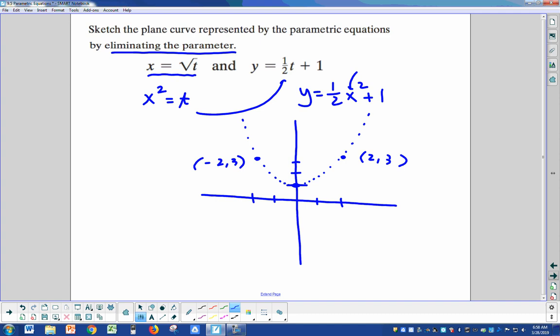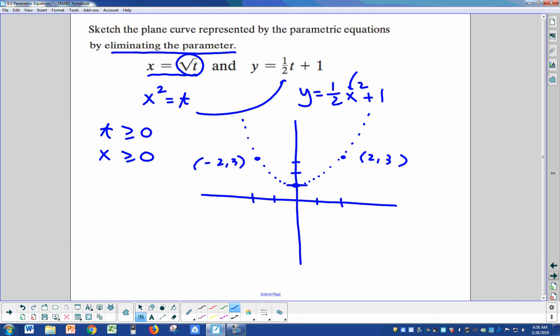What's different about parametric equations is the fact that in this case, t is restricted. The domain of t: t has to be greater than or equal to 0. If that's the case, then we would say that the answers for x are also greater than or equal to 0.